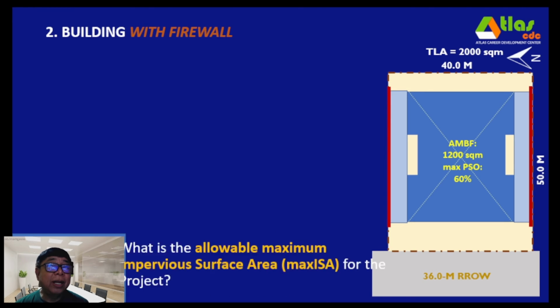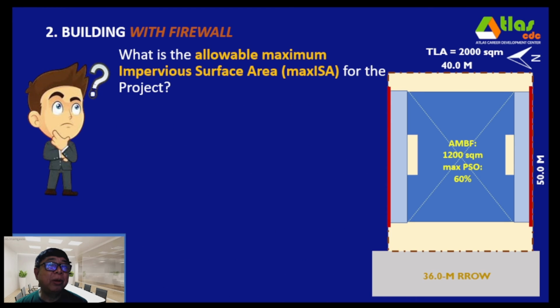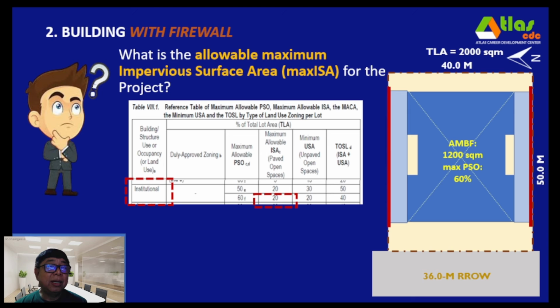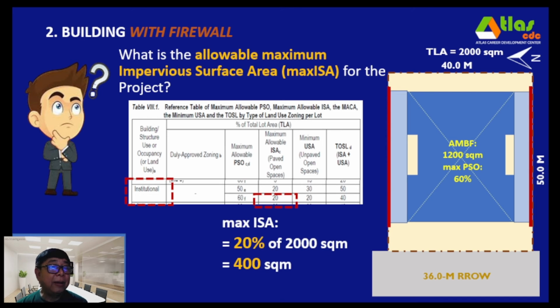Now let us go to the allowable maximum impervious surface area, or maximum ISA for the project. Again, our reference is table 8.1. Institutional with firewall here, maximum ISA is 20% of the TLA, same as the minimum USA kanina. So that will be at 400 square meters.